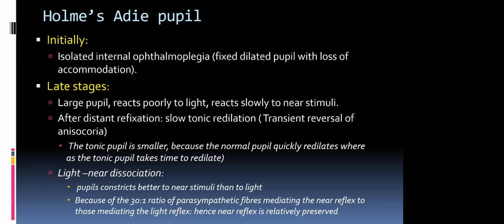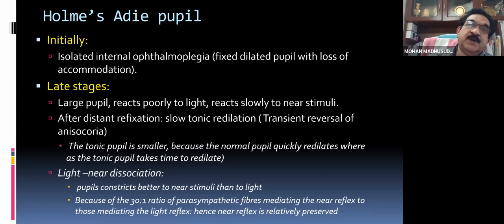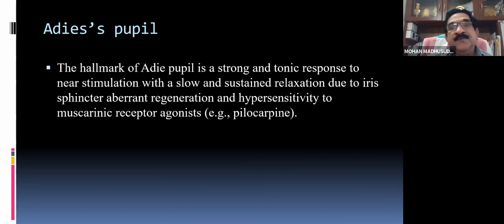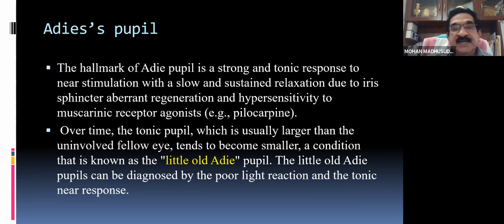So what about the ankle jerks in these cases? They were normal. Ankle jerks were normal in this patient. That was only chronic Adie's pupil. That is Holmes-Adie syndrome. So the hallmark of Adie's pupil is strong tonic response to near stimulation with a slow sustained relaxation, due to aberrant regeneration and hypersensitivity to muscarinic receptor agonist. Over time, the tonic pupil, which is usually larger than the uninvolved fellow eye, tends to become smaller, a condition known as the little old Adie, because the pupil becomes constricted. The little old Adie pupil can be diagnosed with poor light reaction and tonic near response.